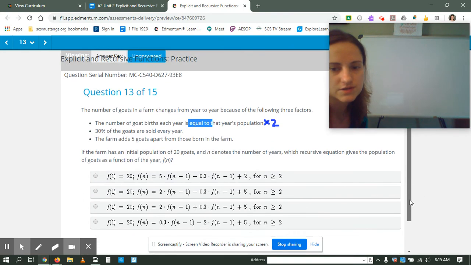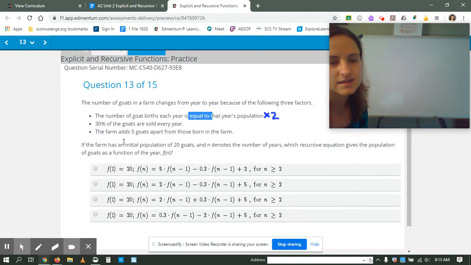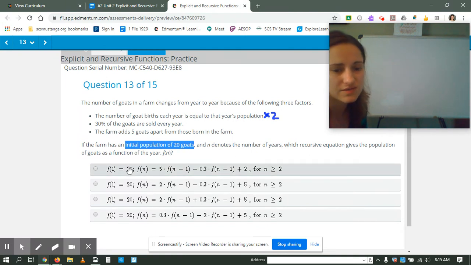We'll go look at the equation first. So the farm has its initial population of 20 goats, and n denotes the number of years. A recursive equation gives the population of goats as a function, f of n. Okay, so these are all the same. I'm breaking it down bit by bit, into individual pieces to figure out the parts. So looking at this, we've got f of 1 is equal to 20. That's our initial, so the initial population is 20 goats.